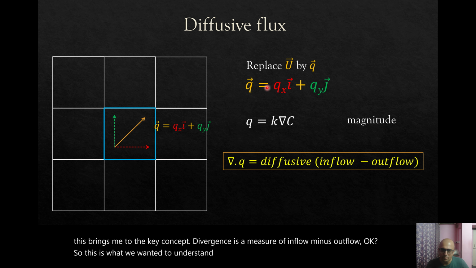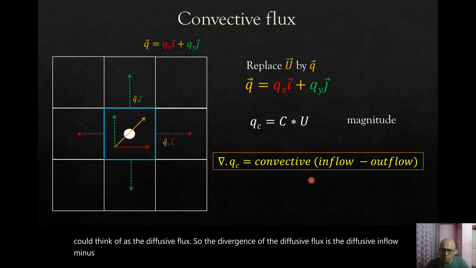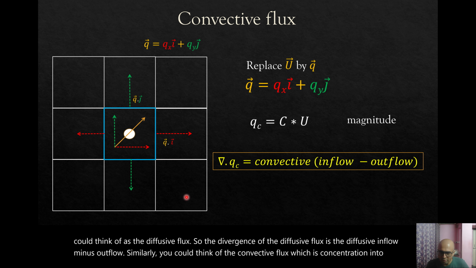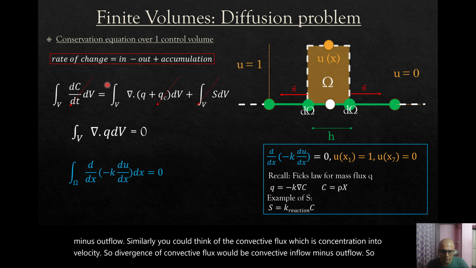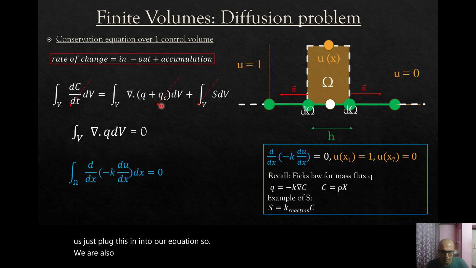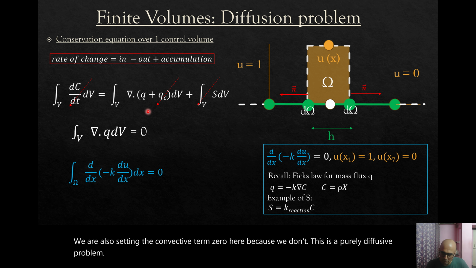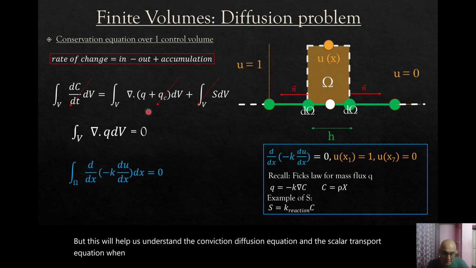So now we could just replace u by Q, which you could think of as the diffusive flux. So the divergence of the diffusive flux is the diffusive outflow minus inflow. Similarly, you could think of the convective flux, which is concentration times velocity. So divergence of convective flux would be convective outflow minus inflow. So now let's plug this into our equation. We are also setting the convective term to 0 here, because this is a purely diffusive problem, but this will help us understand the convection diffusion equation and the scalar transport equation when we move to finite elements.